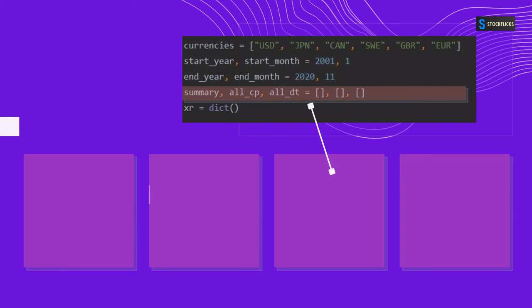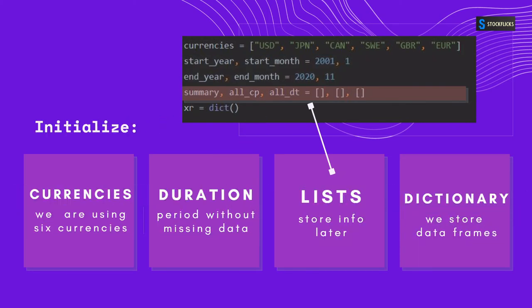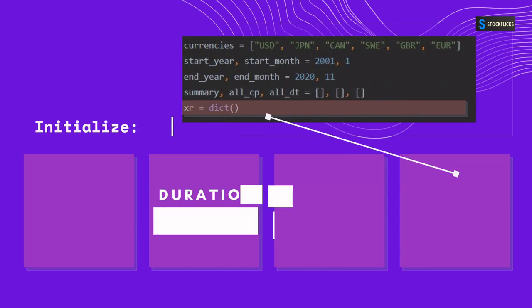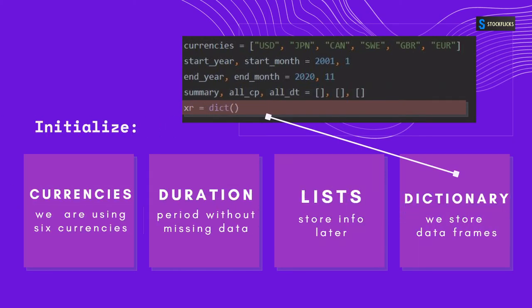Some empty lists have to be initialized as well for us to store data later. For example, summary stores all monthly results, all CP stores all cumulative profits, all DT stores all data time, which are years and months. The exchange rate dictionary stores different sets of exchange rate data so we can manage them much easier. The keys are the currencies and the values are the data frames.